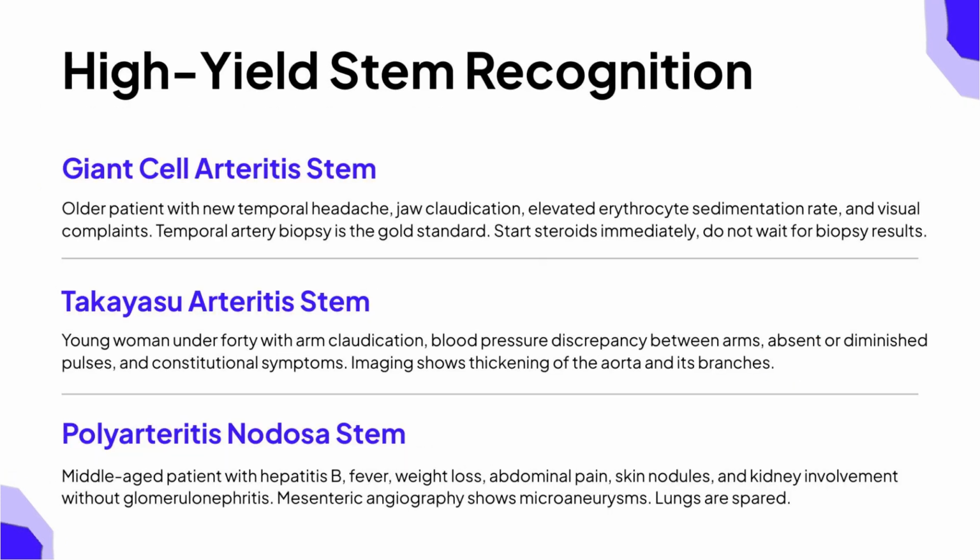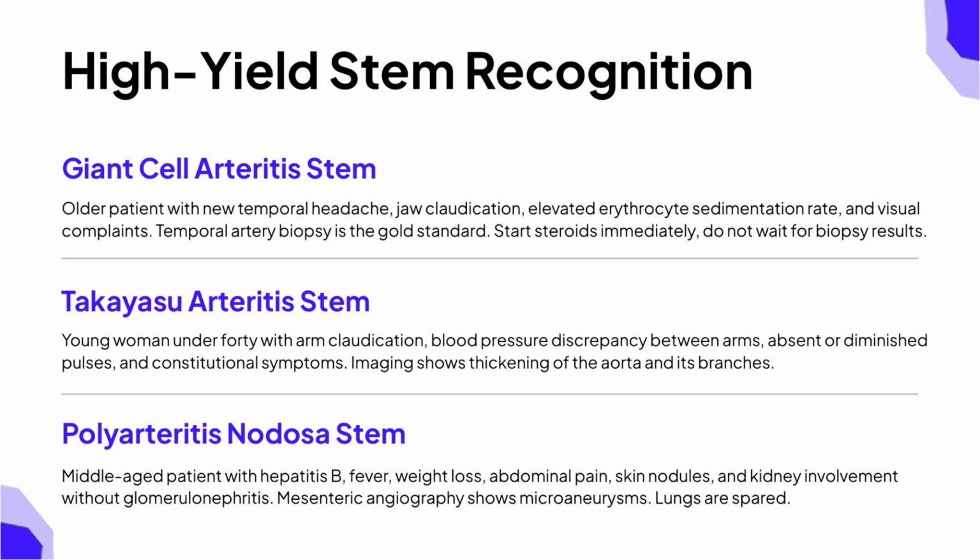Let us review the high-yield stem patterns for each major vasculitis. For giant cell arteritis, you will see an older patient with a new temporal headache, jaw claudication, elevated erythrocyte sedimentation rate, and visual complaints. The gold standard diagnosis is temporal artery biopsy, but the key board rule is to start steroids immediately without waiting for biopsy results. For Takayasu arteritis, the classic stem gives you a young woman under 40 with arm claudication, blood pressure discrepancy between arms, absent or diminished pulses, and constitutional symptoms. Imaging will show thickening of the aorta and its major branches.